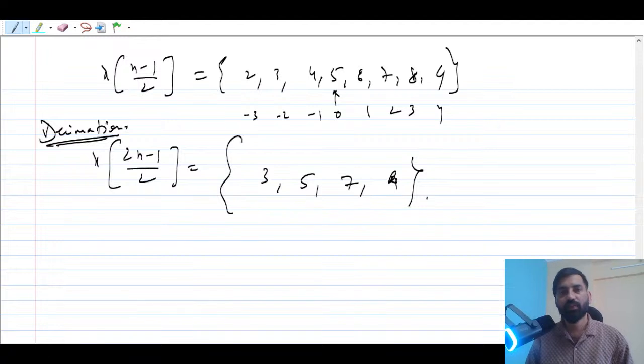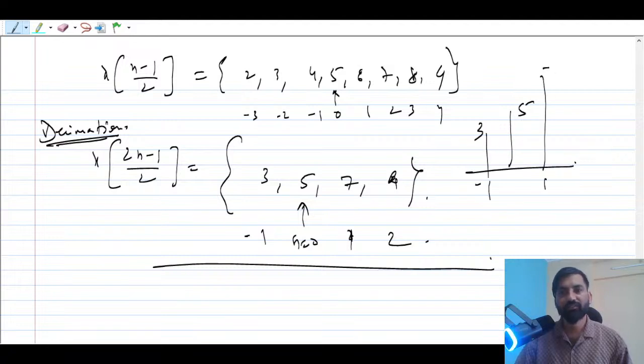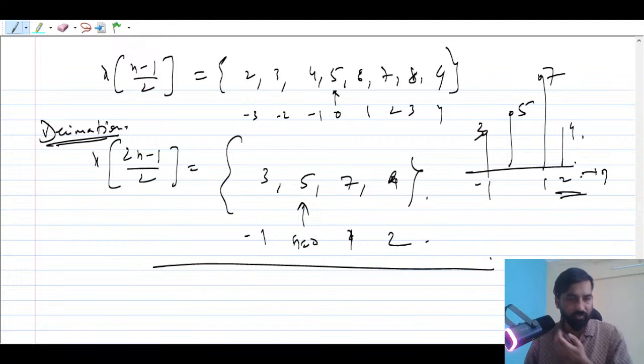Okay. Understood? Now you have to make sure that this is n equal to 0. So ये minus 1 है, ये 1 है, ये 2 है, खत्म. Okay, you can draw it. 5, 3, 1 में 7, right? And then 2 में 4. This is the interpolated version of that, right?